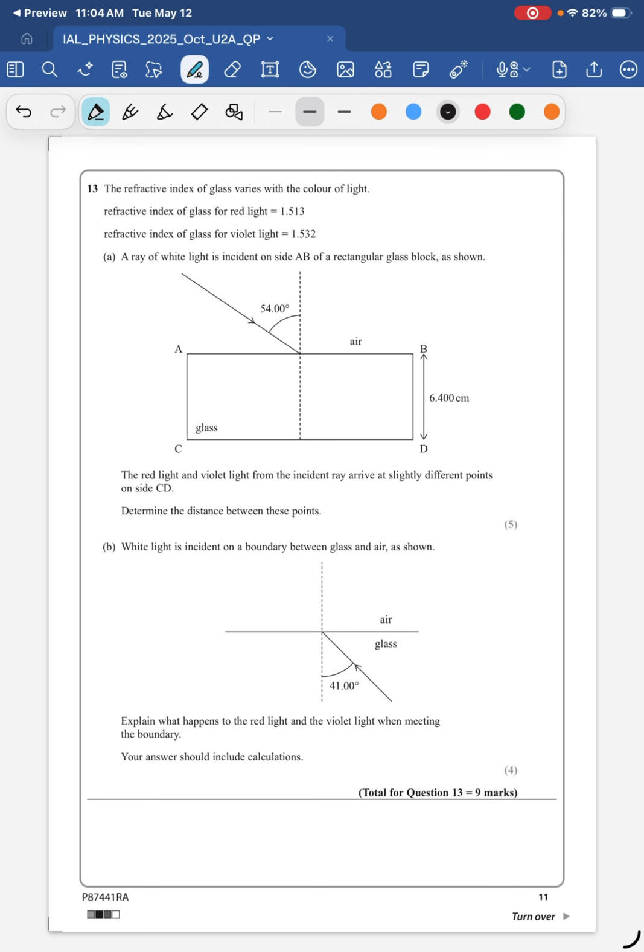So, okay, question 13. The refractive index of glass varies with the color of light. The refractive index of glass for red light is 1.513. The refractive index of glass for violet is 1.532. A ray of white light is incident on side AB of a rectangular glass block as shown. The red light and violet light from the incident ray arrive at slightly different points on side CD. Determine the distance between these points.